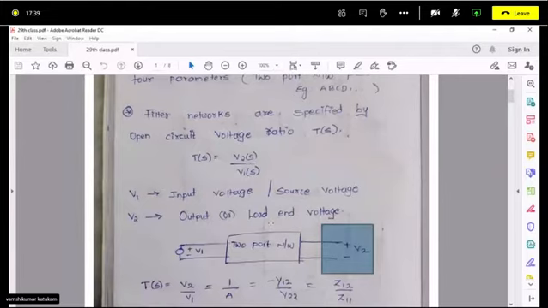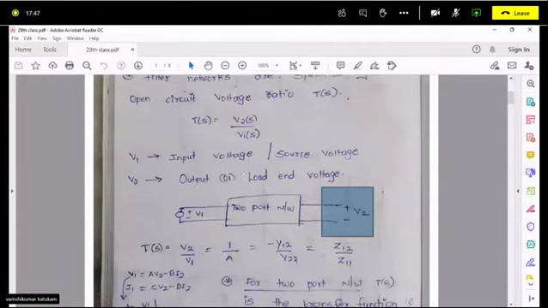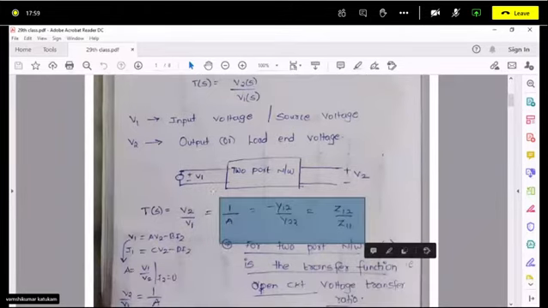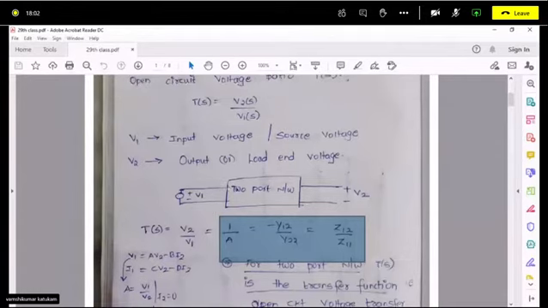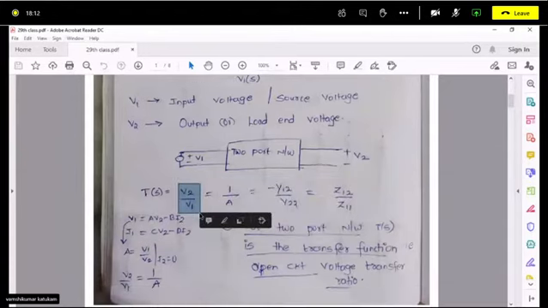So if you see V2 of S upon V1 of S, we can express T of S, which is V2 of S, output voltage upon input voltage V1 of S, in terms of two-port parameters. So this is the open circuit voltage ratio, that is V2 upon V1 at I2 is 0. If you see, you can express T of S as 1 by A.